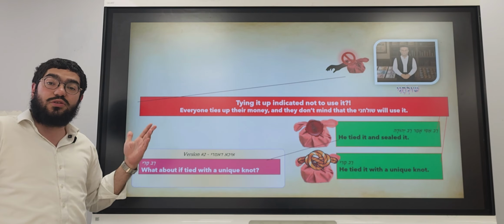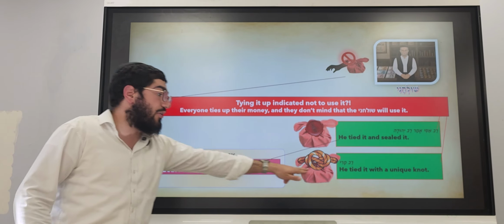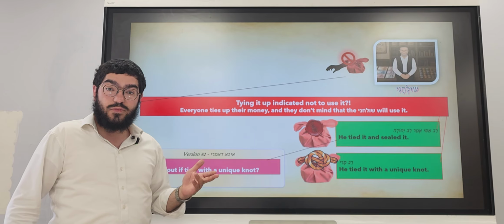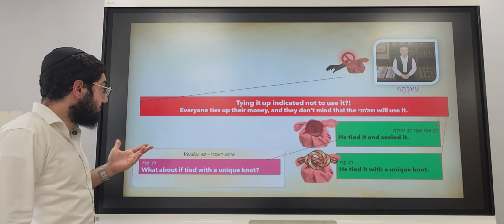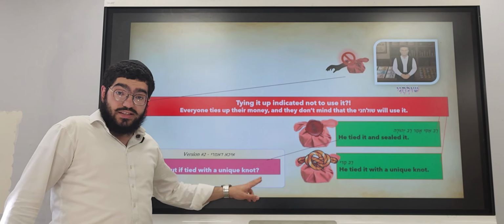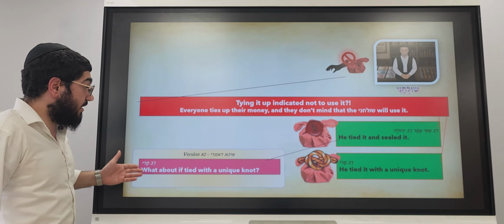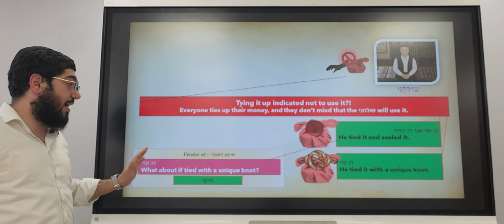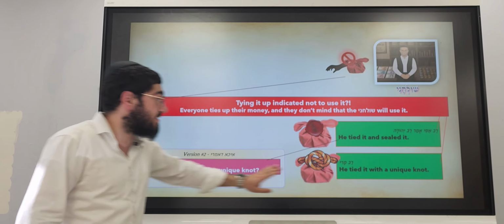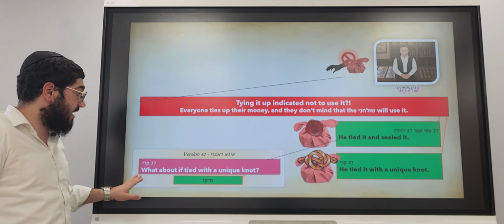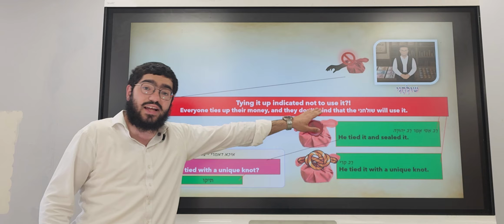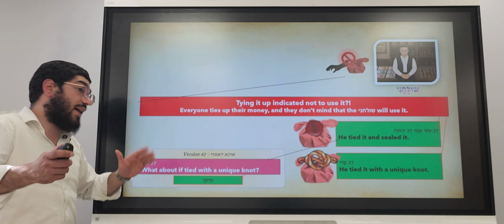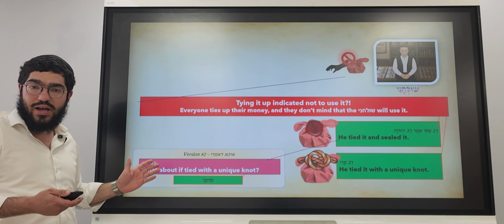Rav Mari asked the question: what would be the din if he tied it up with an interesting knot? Is the shulchani allowed to use it? And the answer was teiku. The question remains standing. There's no answer. So two totally different versions of what Rav Mari said. Some people said Rav Mari said it as an answer. Some people said actually Rav Mari asked a question and there was no answer.